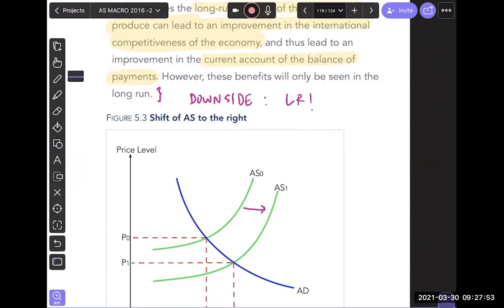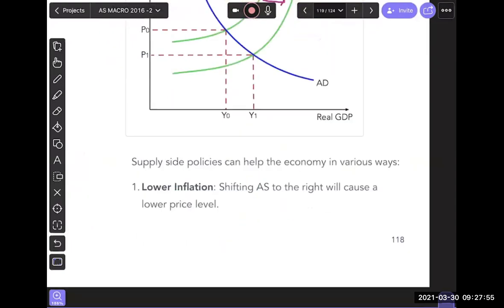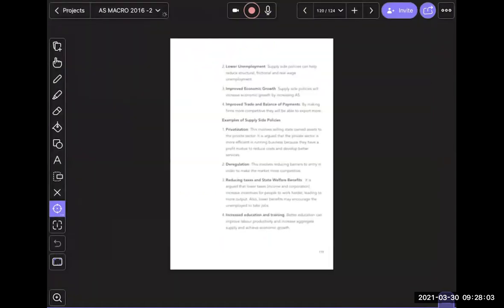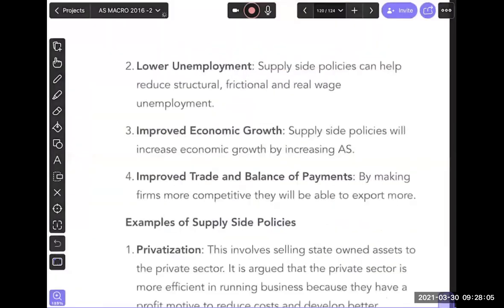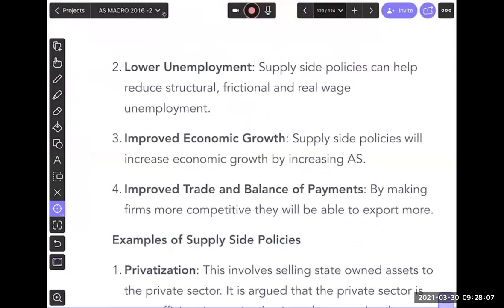So, what are supply side policies, guys? How can we improve productivity and so on? Well, supply side policies, as I just talked about a minute ago, can help you lower inflation because aggregate supply will shift to the right. It will also help you lower unemployment. Why? Because, of course, when GDP goes up, unemployment goes down. So it can help us reduce different kinds of unemployment: structural, frictional, and real wage unemployment. Basically, we'll discuss this more in A2.